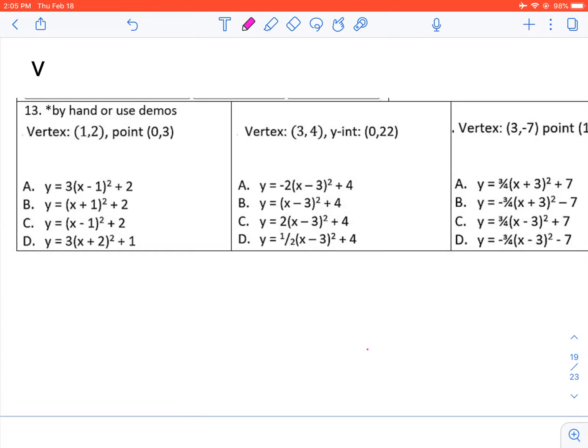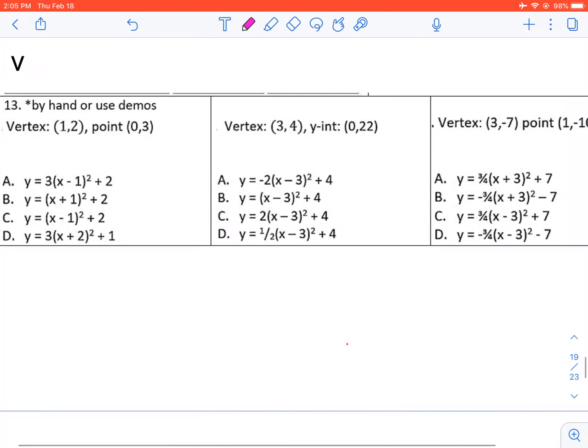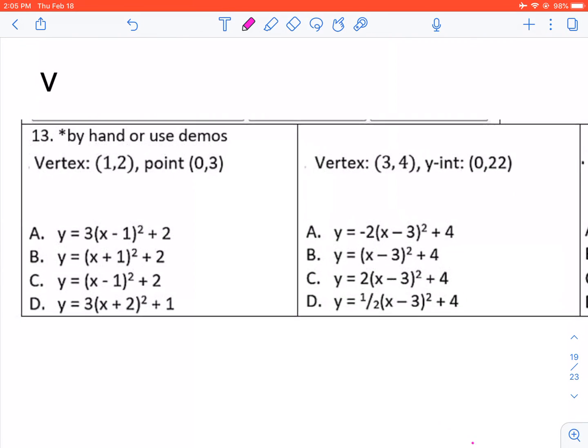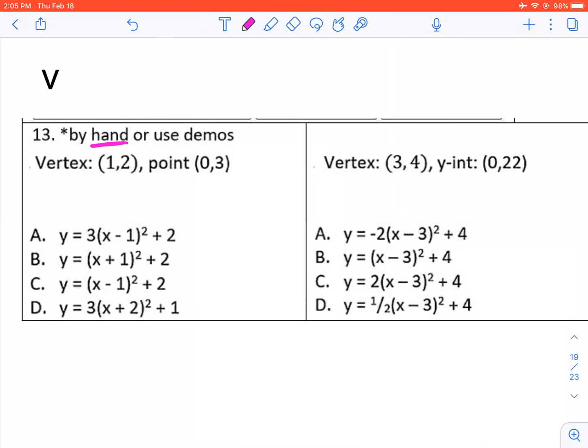This is question number 13. We're going to do one of these together, and then the other two will be for you. There are a couple of different ways to do this. One is by hand, the other one is by typing it on Desmos. You can do whatever you prefer.